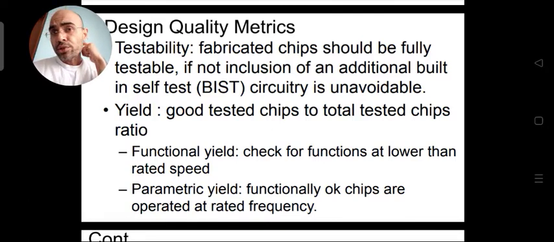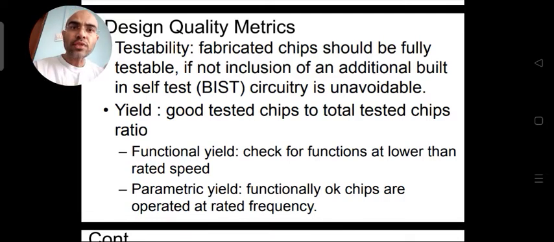Then we should also consider the yield. So what is this yield? Yield is how many good chips you have produced out of the total manufactured chips. If you manufacture, let's say, 1000 chips, and only 100 chips are working properly, then you will get a certain yield number. But if 900 chips are working, then you will see that your yield is better than the other one.